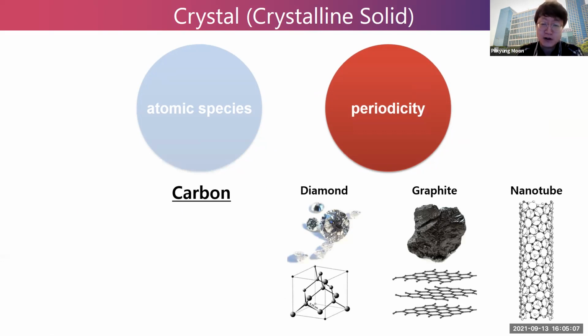Periodicity is not limited to the distance between neighboring atoms. It contains the symmetry and the concept of three-dimensional spatial distribution. For example, carbon has many allotropes. Diamond has a three-dimensional structure. Graphene is a stack of two-dimensional atomic layers, and nanotube is a quasi one-dimensional structure. Such periodicity governs the physical properties of carbon allotropes.